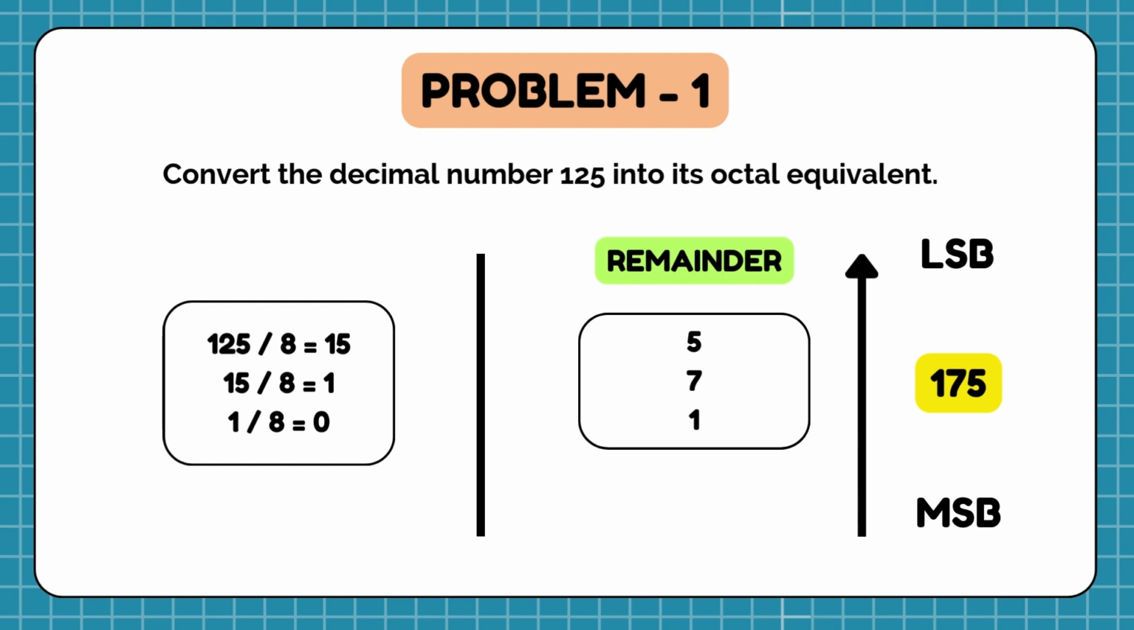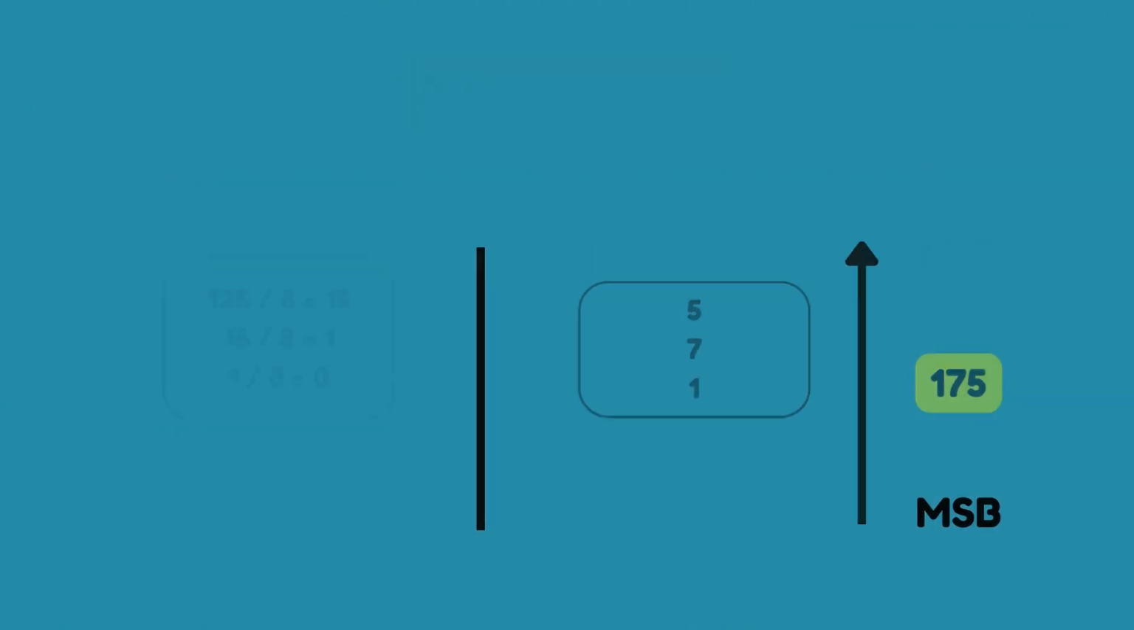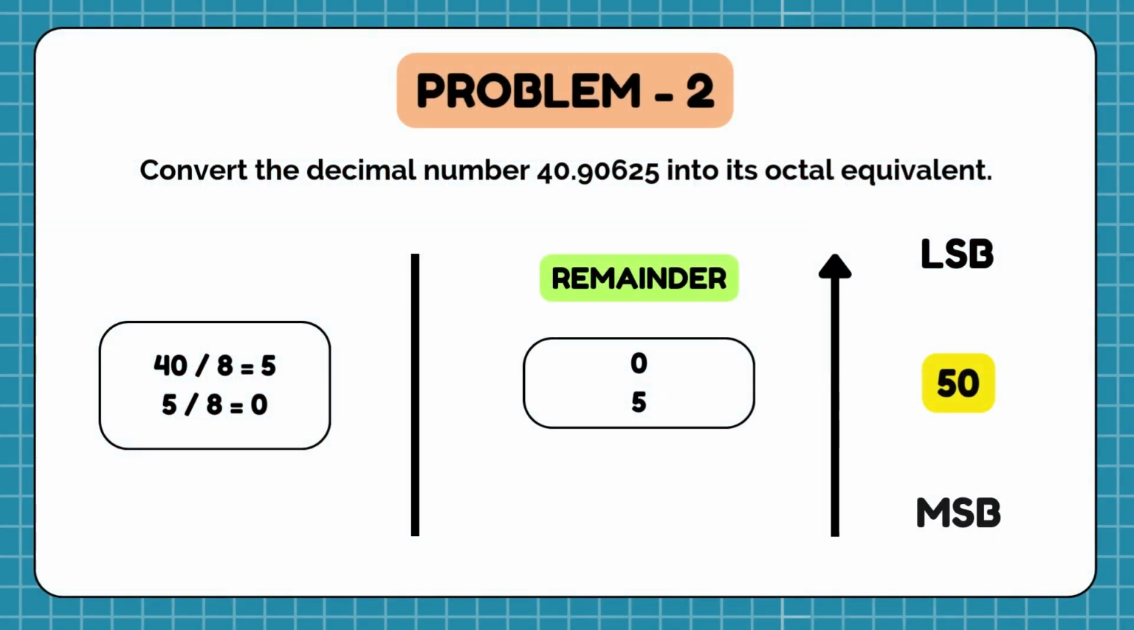Pretty neat, right? Now, what if we have a decimal number with a fractional part? For example, 40.90625. How do we convert that to octal? It's a bit different, but don't worry, I will guide you through it. For the integer part, 40, we will be using the same method as we had used in the previous problem.